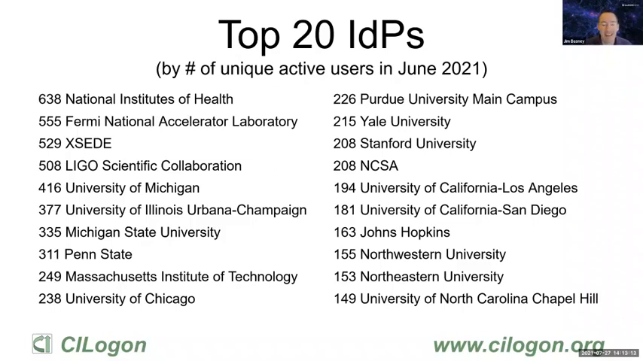And when we think about where those users are coming from, I like to look at the top 20 IDPs each month by number of unique active users per IDP. So this is the top 20 from June. And so you see identity providers from research organizations like NIH, Fermilab, XSEDE, LIGO, universities, of course, our home university, University of Illinois.